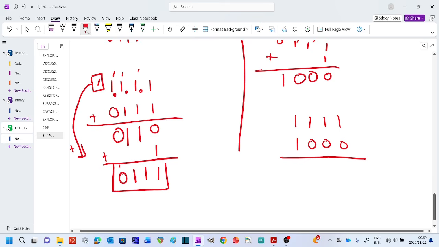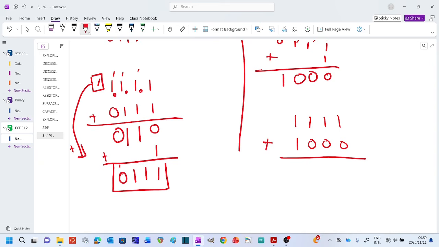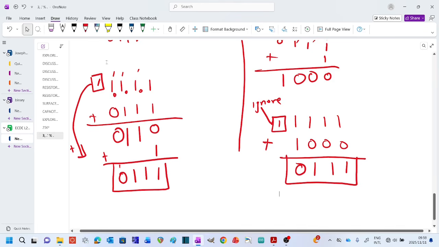We're supposed to obtain the same answer here. So if we add this, what do we obtain? 1 plus 1, it's a 1. 1 plus 0, it's a 1. 1 plus 0, it's a 1. 1 plus 0, it's a 1. 1 plus 1, it's a 0 carry 1. And what does the rule say for 2's complement? Ignore the carry. Ignore it. So once we ignore it, we realize we got the same answer. So I did this like this, so it's much simpler.